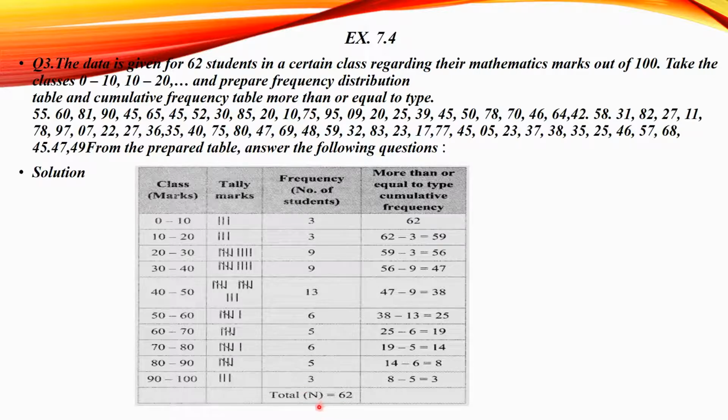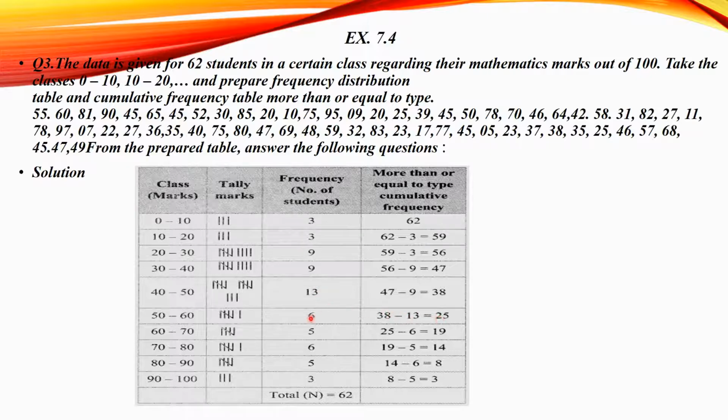Now we have to make the frequency table which is more than type. So the total frequency is 62, we will write at the top. 62 minus 3 is equal to 59. 59 minus 3 will be 56. 56 minus 9 will be 47. 47 minus 9 will be 38. 38 minus 13 is 25.